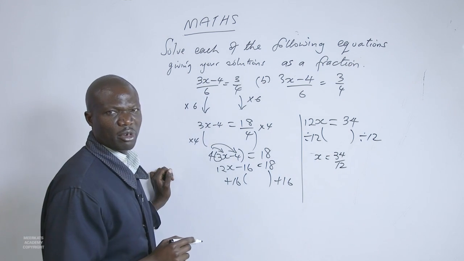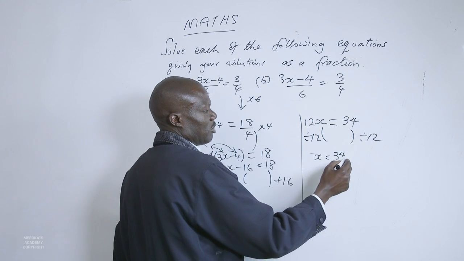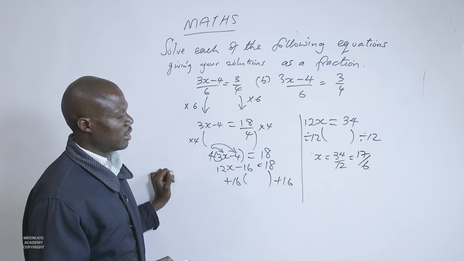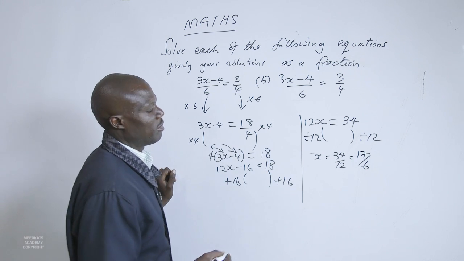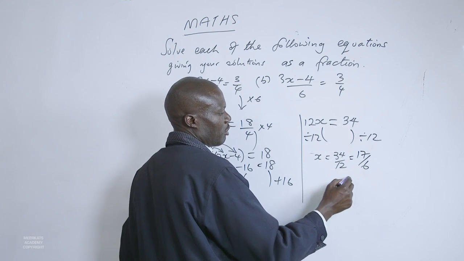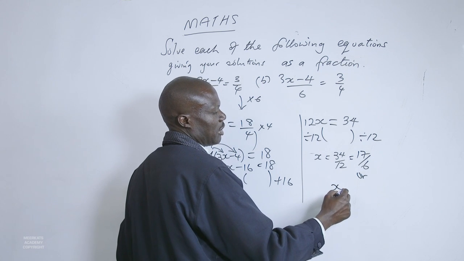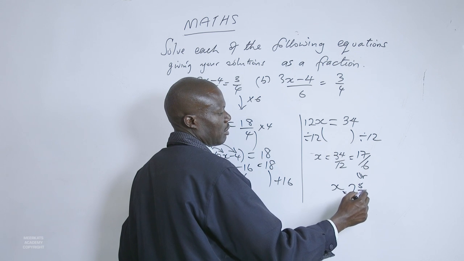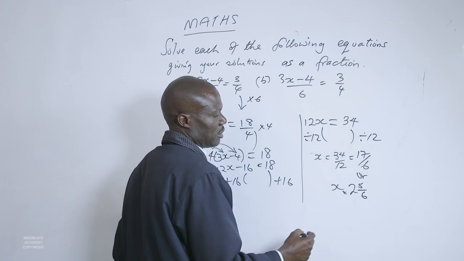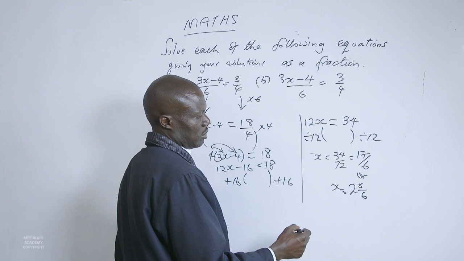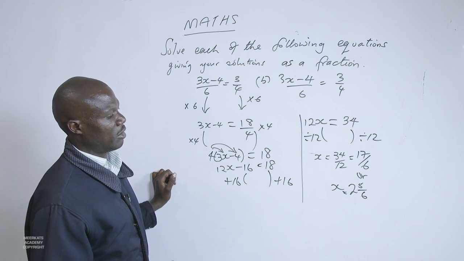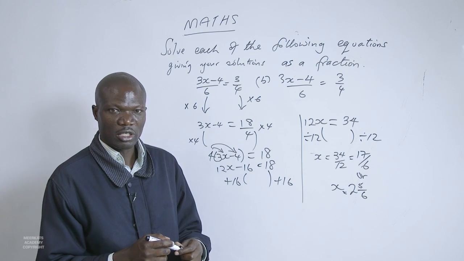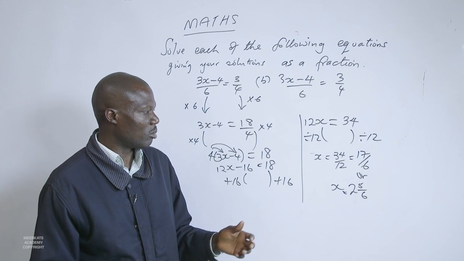When you simplify with common factors, you'll find that 2 is common, so this is 17 over 6. That's the value of x. Or if you don't want to say that, you'll say x is equal to 2 and 5 over 6. So you can always work this out in the best way you are able to.